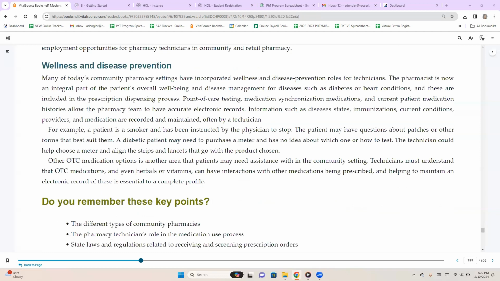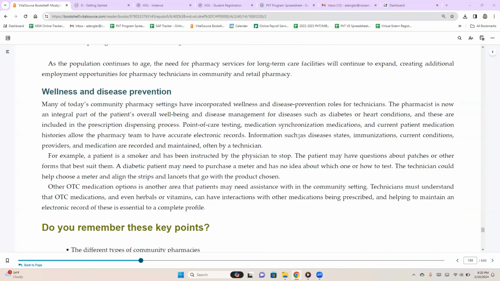Many of today's community pharmacy settings have incorporated wellness and disease prevention roles for technicians. The pharmacist is now an integral part of the patient's overall well-being and disease management for diseases such as diabetes or heart conditions, and these are included in the prescription dispensing process. Point of care testing, medication synchronization, and current patient medication histories allow the pharmacy team to have accurate electronic records. Information such as disease states, immunizations, current conditions, providers, and medications are recorded and maintained, often by a technician.